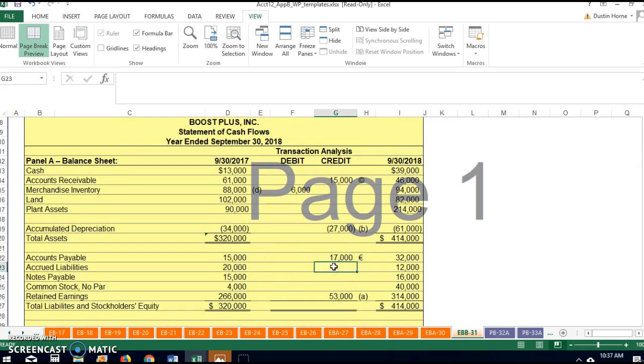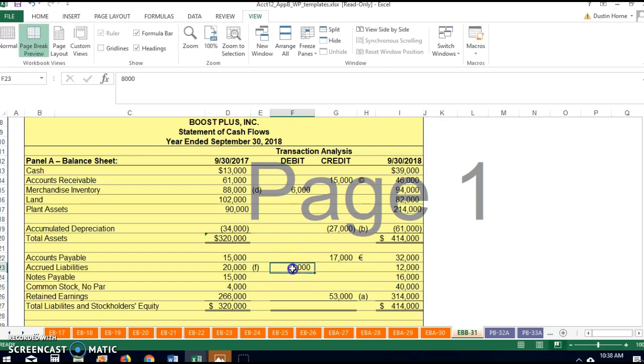Okay, it's very important here that you know your normal balances for your accounts. The normal balance of a liability account is a credit. The normal balance of an asset account is a debit. What that means is if I want to increase the liability, I will credit the account. If I want to decrease the liability, I will debit the account. We want to decrease it because we can see it went from $20,000 to $12,000. So this is going to be transaction L, and it's going to be $8,000.